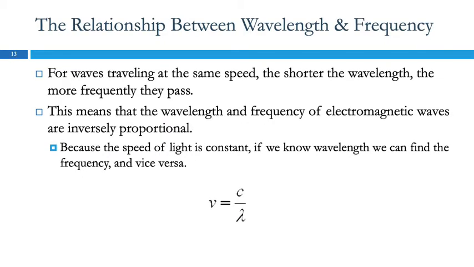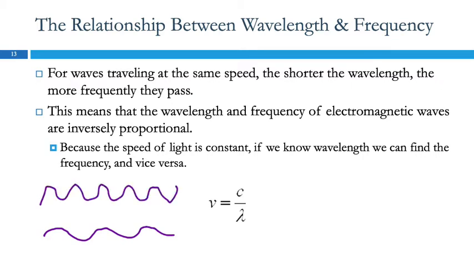If we look at waves traveling the same speed, the shorter the wavelength, the more frequently they pass. So again, I'm going to draw bad pictures of waves. If these are moving at the same speed, and I'm standing over here counting them, I'm going to count more of these in a given amount of time than these.